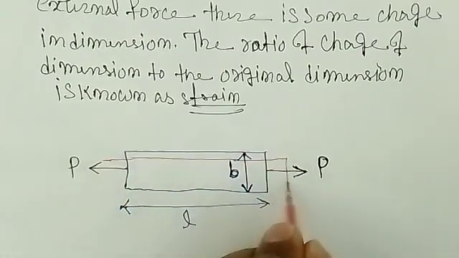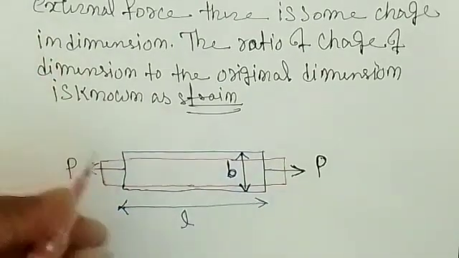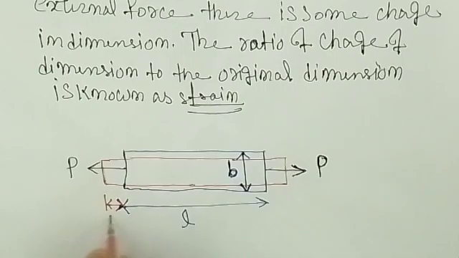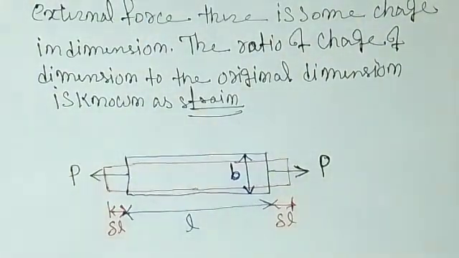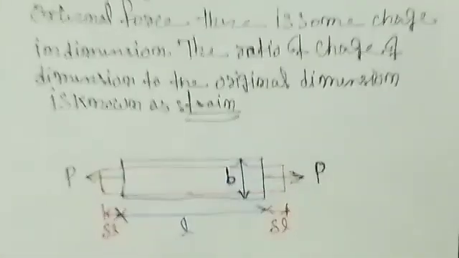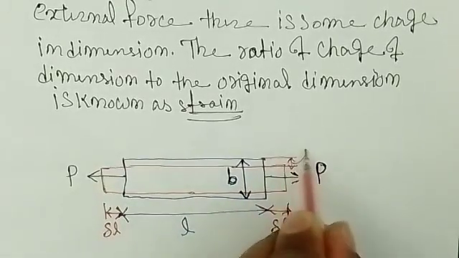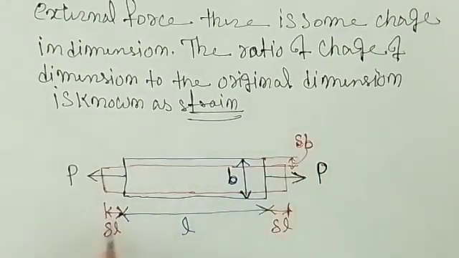This will happen, is it or not? So you see very carefully that this lateral dimension is decreased, this much of length is decreased, but that longitudinal dimension is increased by this amount. We can call it delta L, right? But the lateral dimension is decreased by an amount of, let's say, delta B, right? I hope it is visible. This is delta B.